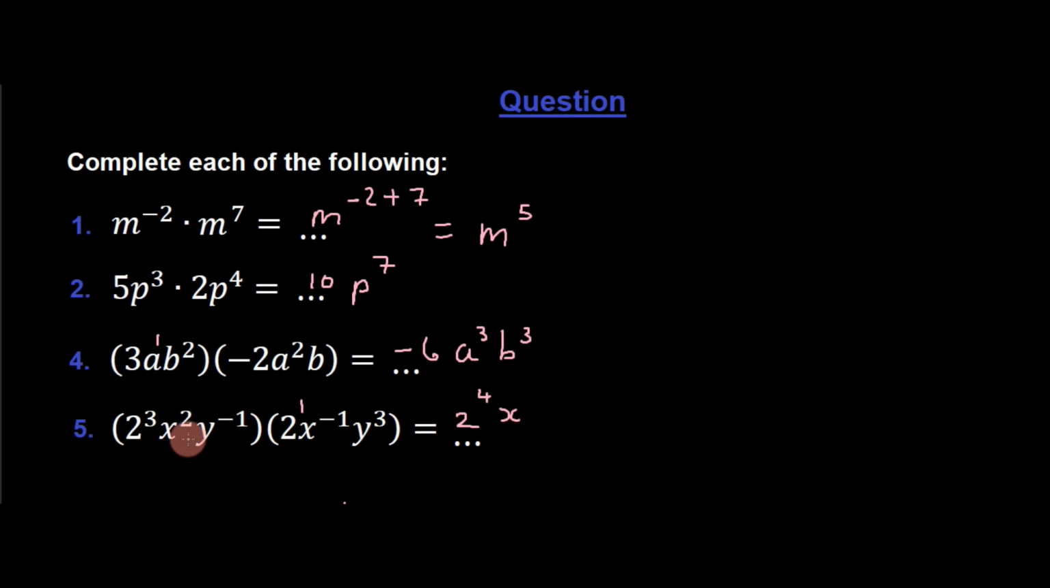Adding the power of the x's. 2 plus negative 1. And the same with the y's. Adding the powers. So it's y to the negative 1 plus 3. We can simplify. 2 to the power 4 is 16. Then 2 plus negative 1 is 2 minus 1. So it's just x to the 1. And negative 1 plus 3 is 2. So it's y squared.